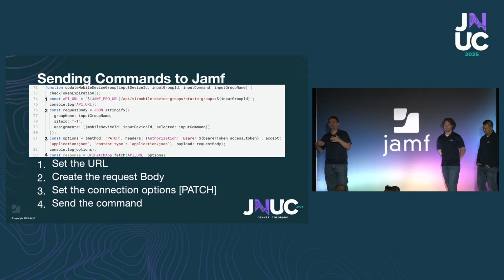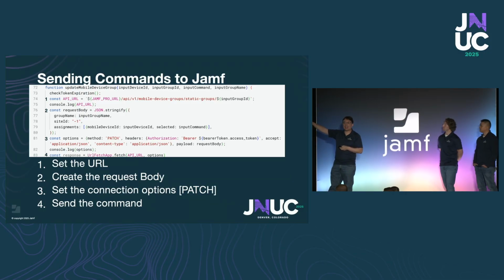Let's say I want to then send a command. In this case, I'm going to update a mobile device group to add a device to that static group. It's the same kind of thing. I build my URL based on my server name, the endpoint I'm going to access, and then in this case, the group ID that I want to modify. 2 is where I'm making my body. So I am putting in the group name, and then I'm telling it which mobile device I want to act upon, and then I'm going to either add or remove it based on the command.